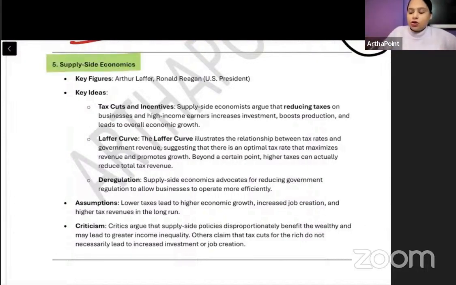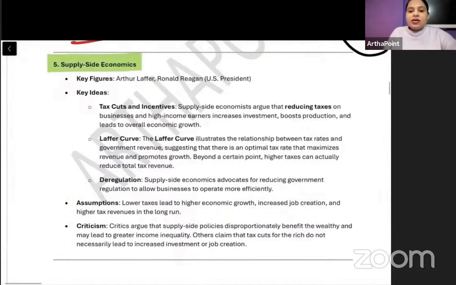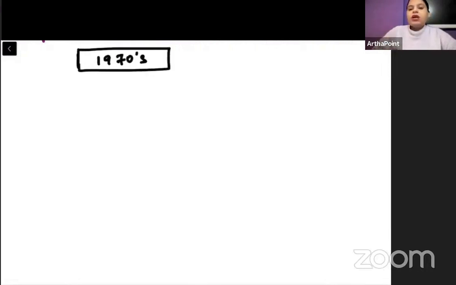बहुत important है, बहुत ज़्यादा. ठीक है. So supply side economics, first let me tell you कि क्या था पूरा ये. The supply side economics, basically it gained its popularity during 1970s. ठीक है. Why it gained its popularity?